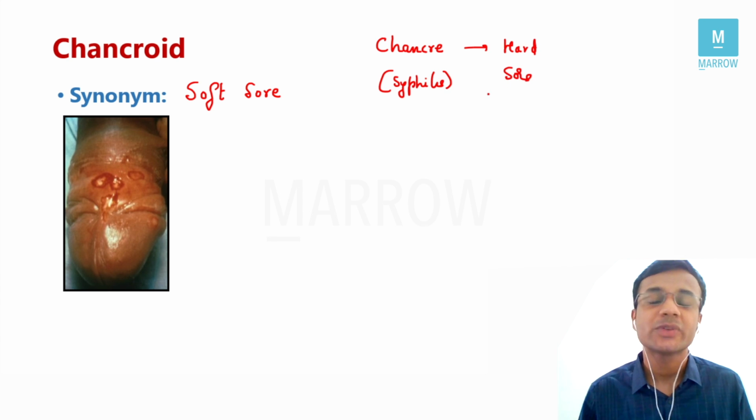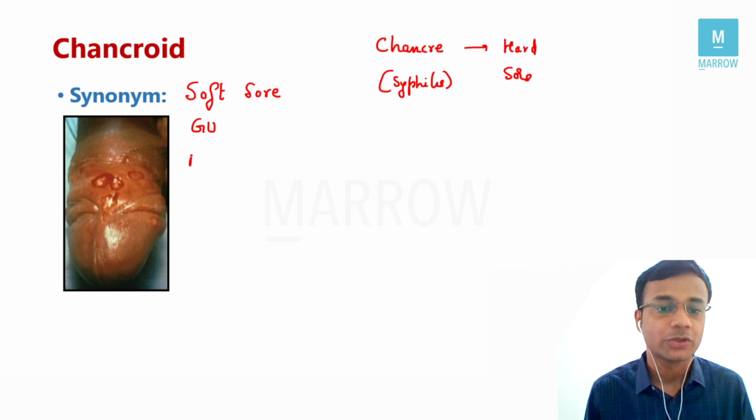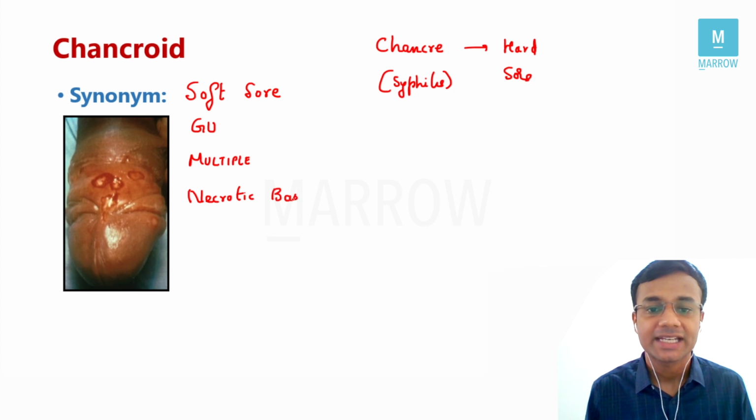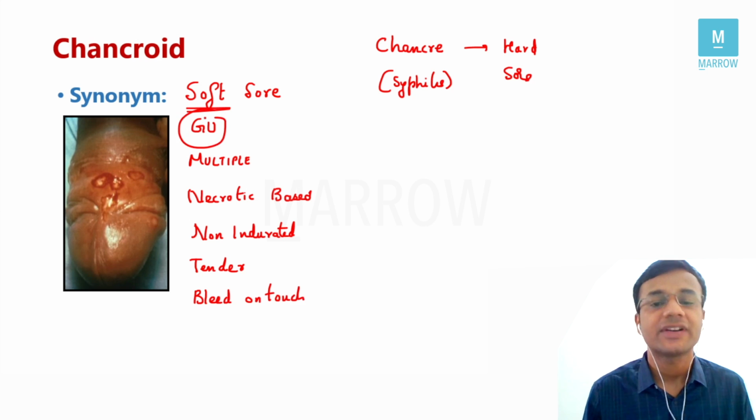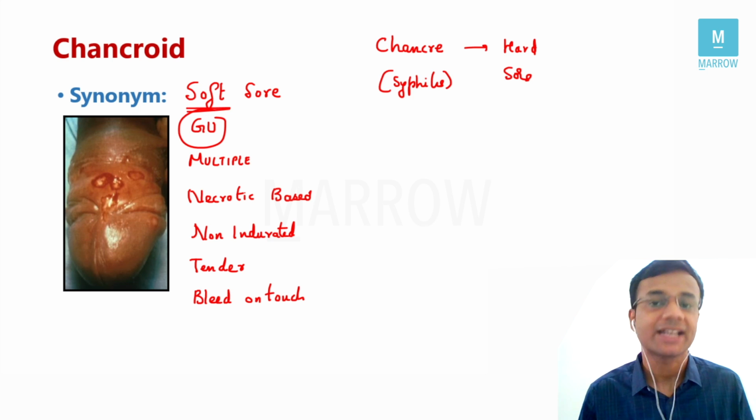So what are the distinguishing genital ulcer lesions which you get in chancroid? You get genital ulcers, which are usually multiple. You can see in the image multiple ulcers which are necrotic based. The second point is they are necrotic based. The third important point is that's why it is called soft sore, because they are non-indurated. They are non-indurated, tender, and they bleed on touch. So these are the 5 important features which you should remember for a chancroid ulcer produced by Haemophilus ducreyi.